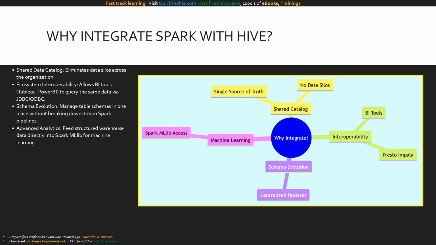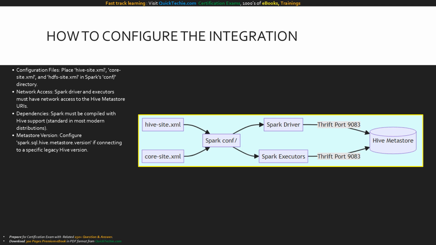This mind map breaks down the core benefits. At the center is our primary goal, integration. Branching out, we see the shared catalog guaranteeing a single source of truth. Moving clockwise, interoperability bridges the gap between Spark's processing and external BI tools or engines like Impala. Down below, we highlight schema evolution for centralized updates and finally, the seamless access it grants to Spark MLlib for advanced predictive modeling. Let's move from the why to the how.